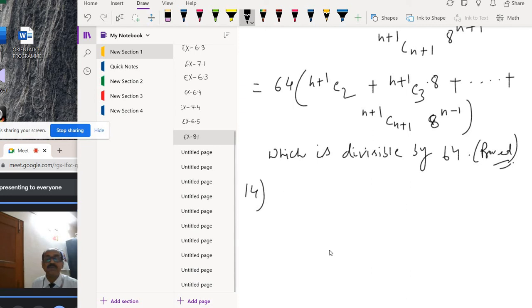Question number 14. Prove that summation of r equal to 0 to n, 3 to the power r into nCr is equal to 4 to the power n.